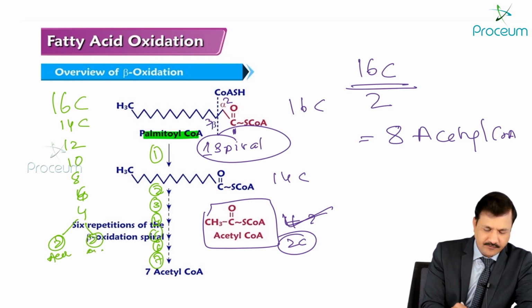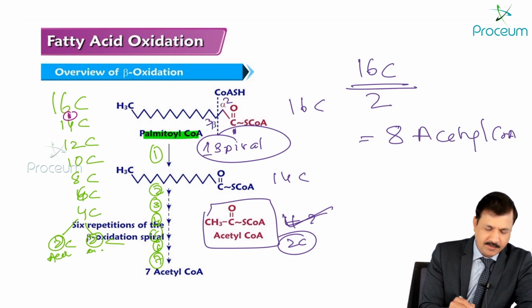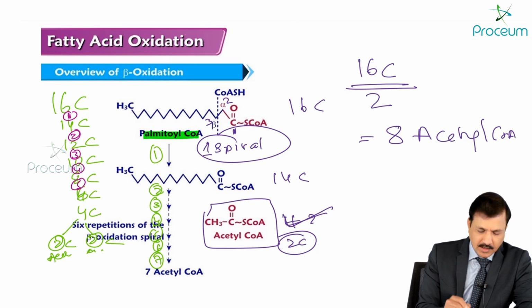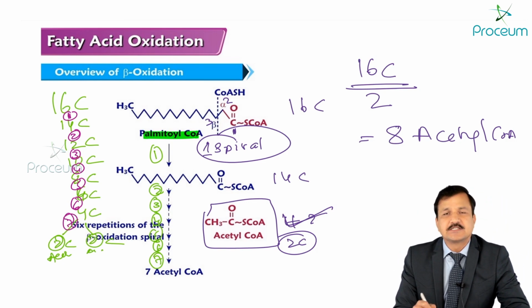So 16 carbon, 14 carbon, 12 carbon, 10 carbon, 8 carbon, 6 carbon, 4 carbon breaks into 2 carbon plus 2 carbon. When you count the number of spirals, 16 to 14 is number 1 spiral. 14 to 12, number 2. 12 to 10, third spiral. 10 to 8, fourth spiral. 8 to 6, fifth spiral. 6 to 4 is the 6th spiral. 4 to 2 plus 2 will be the 7th spiral. So in total there will be 7 spirals to break a 16 carbon fatty acid into 8 acetyl-CoA molecules.